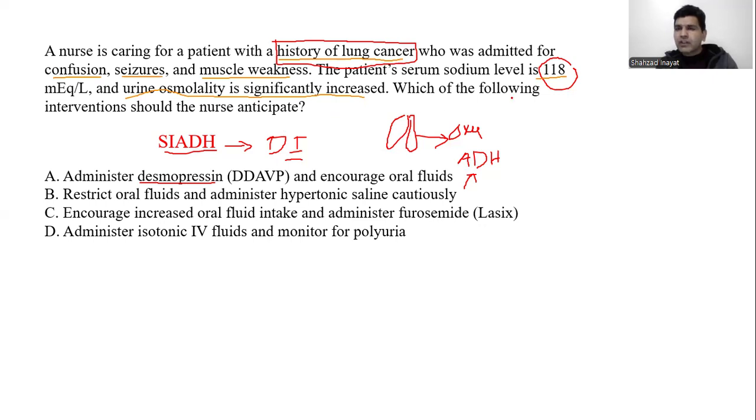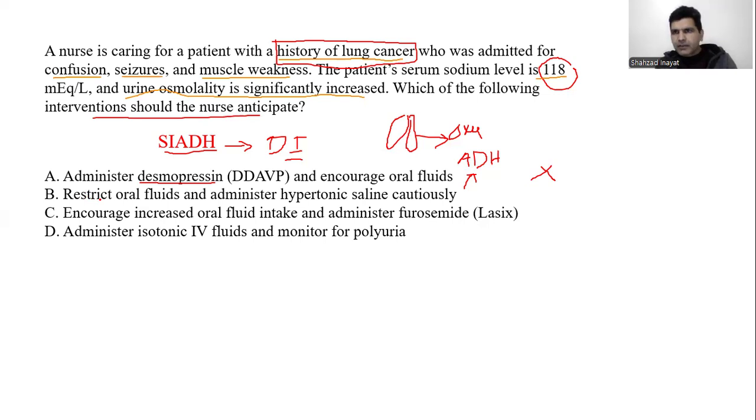Our question asks, which of the following interventions should the nurse anticipate? This is again a keyword: which interventions the nurse should think we need to do. Based on our logic, knowledge, and critical thinking, we have decided that this option is not going to work in SIADH, and this is not appropriate. So we can eliminate this option. We can cross this option. Now we have to choose our answer from the rest of the three options.